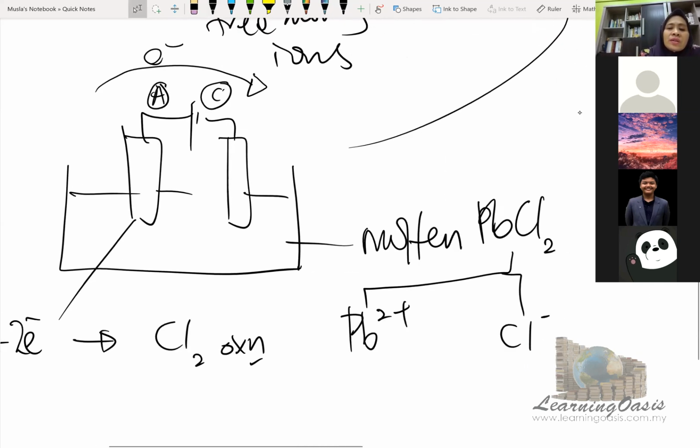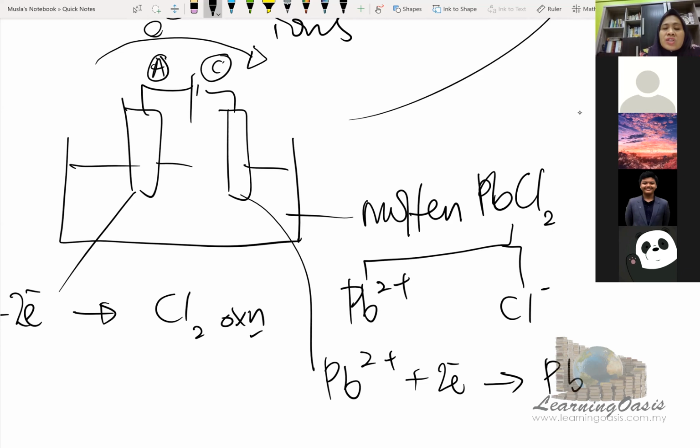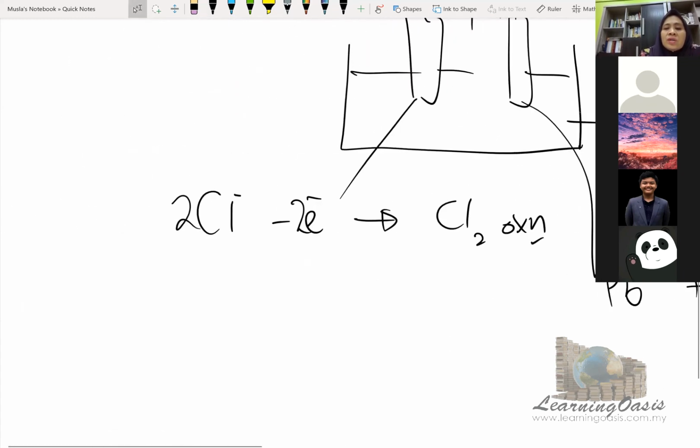What goes to your cathode? Cathode is the negative terminal. So what goes to the cathode? Pb2 plus. So what happened to Pb2 plus? It gains two electrons to become Pb. Sorry. Oxidation or reduction? It's reduction. This is reduction, right. Okay, so your full equation.